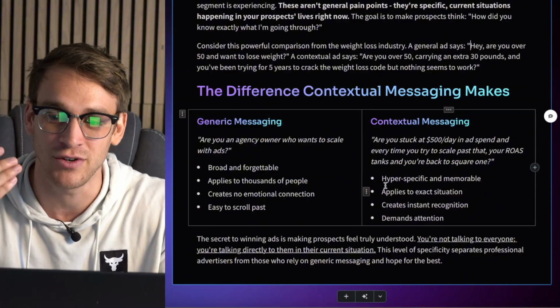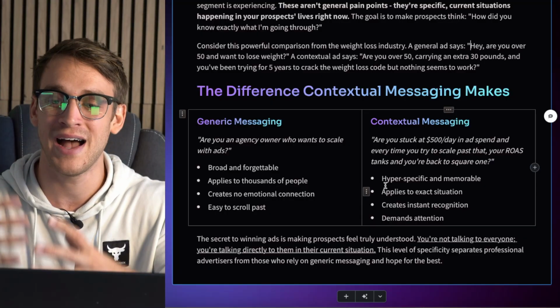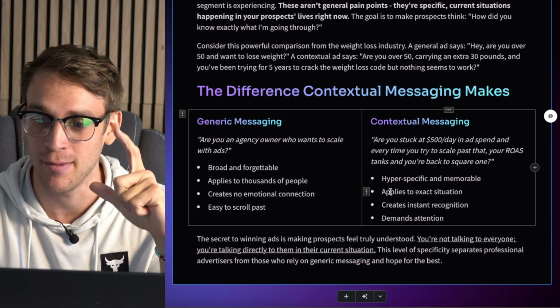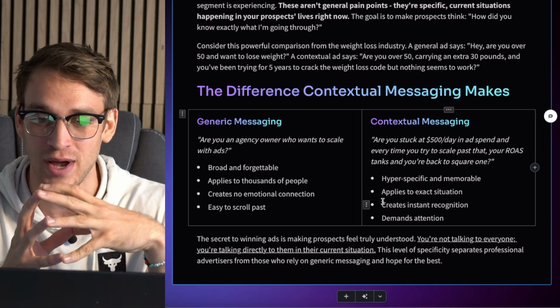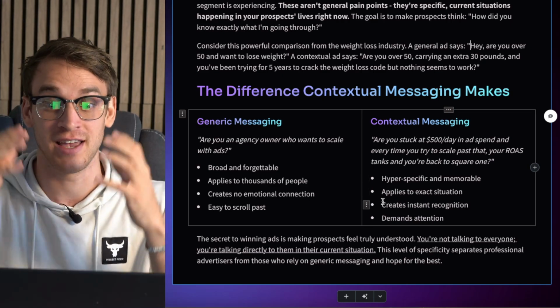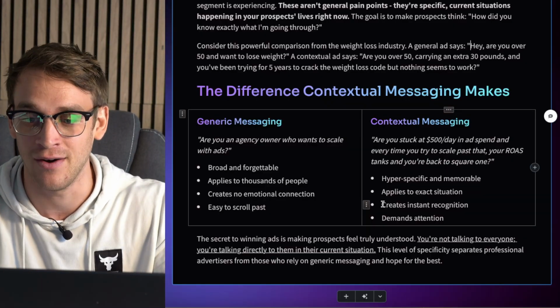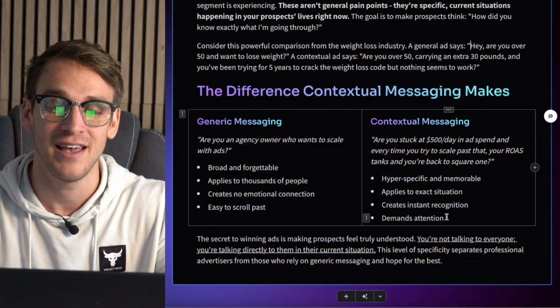And every time you try to scale past that, your ROAS tanks and you're back to square one. That's hyper specific and memorable. Applies to an exact situation. It's going to pull someone through the funnel because it's like, this dude knows what he's talking about. This guy can solve my exact problem that I'm dealing with right now. It creates instant recognition and it demands attention.